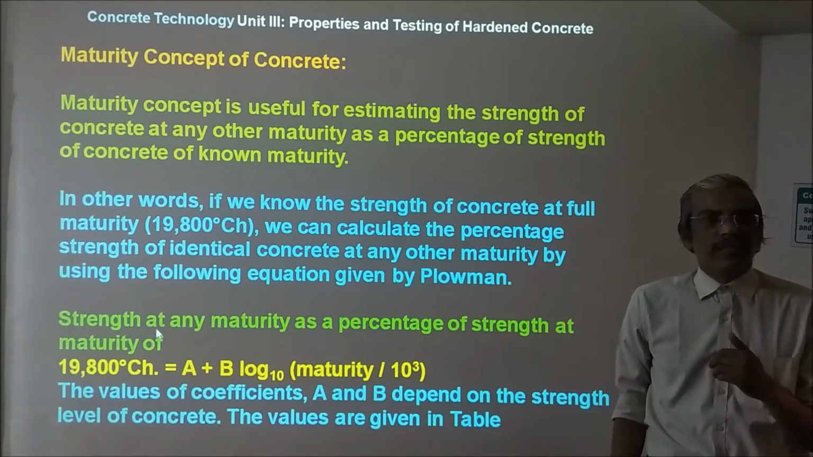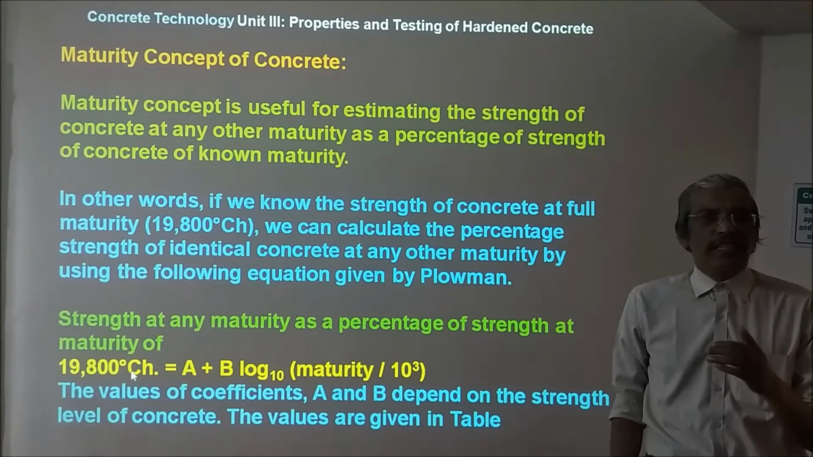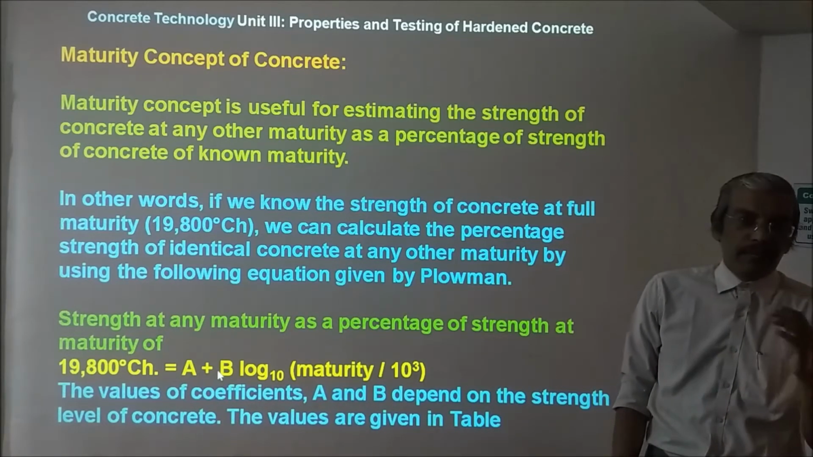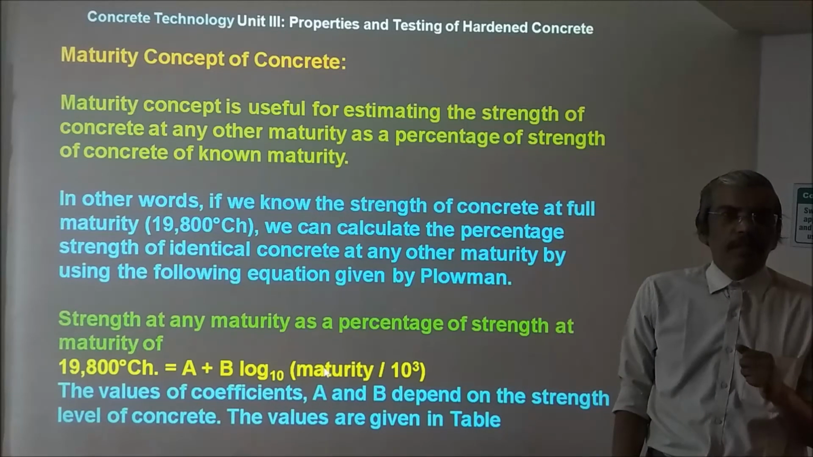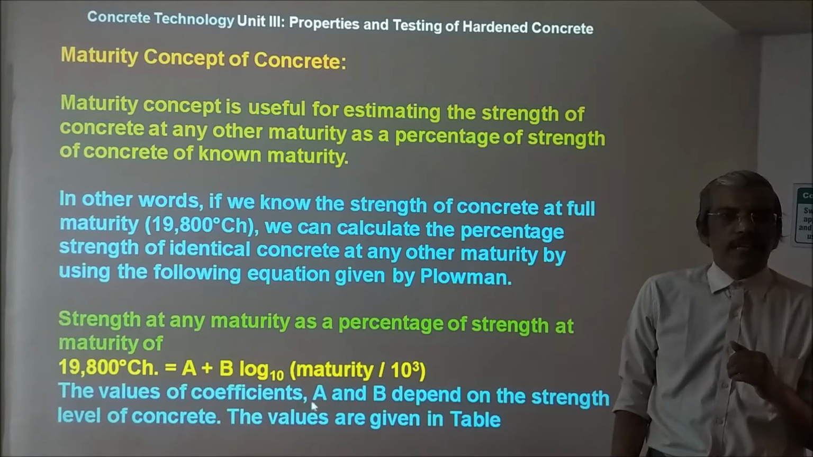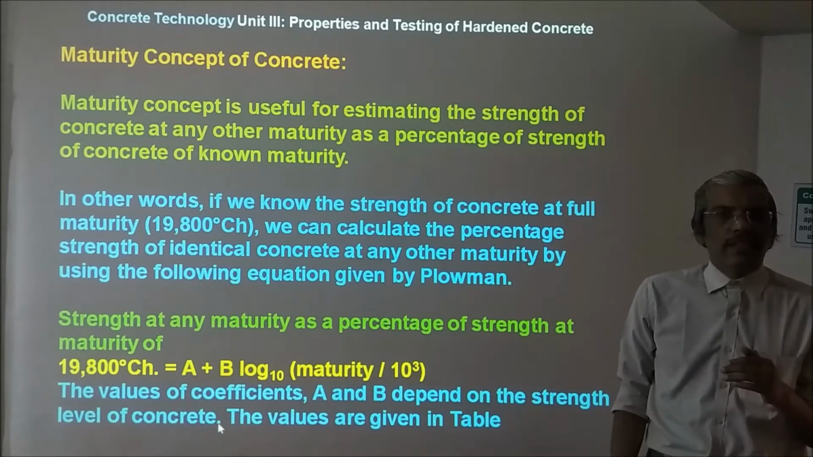The strength at any maturity, as a percentage of the strength at maturity of 19,800 degree centigrade hours, is equal to A plus B log to the base 10 of maturity upon 10 to the power 3. The values of coefficients A and B depend upon the strength level of the concrete. The values are given in the table.